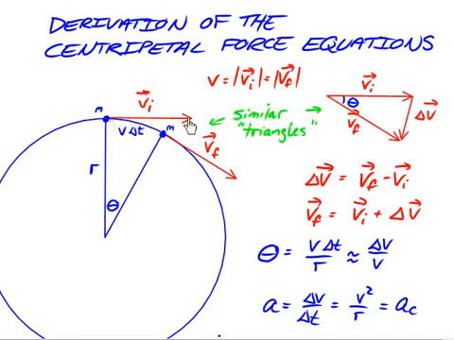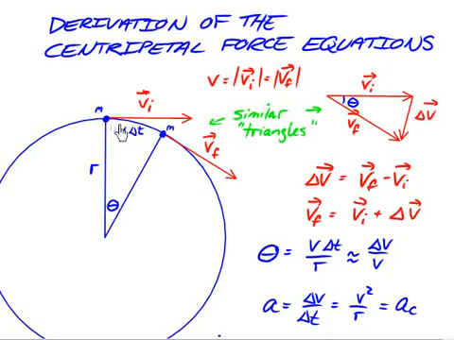The velocity vector of mass m initially is this velocity vector, and at some short time later, delta t later, this is its velocity. The magnitude of the velocity is not changing, but the direction clearly is. And the direction of the ball's velocity turns by an angle theta in the time delta t.